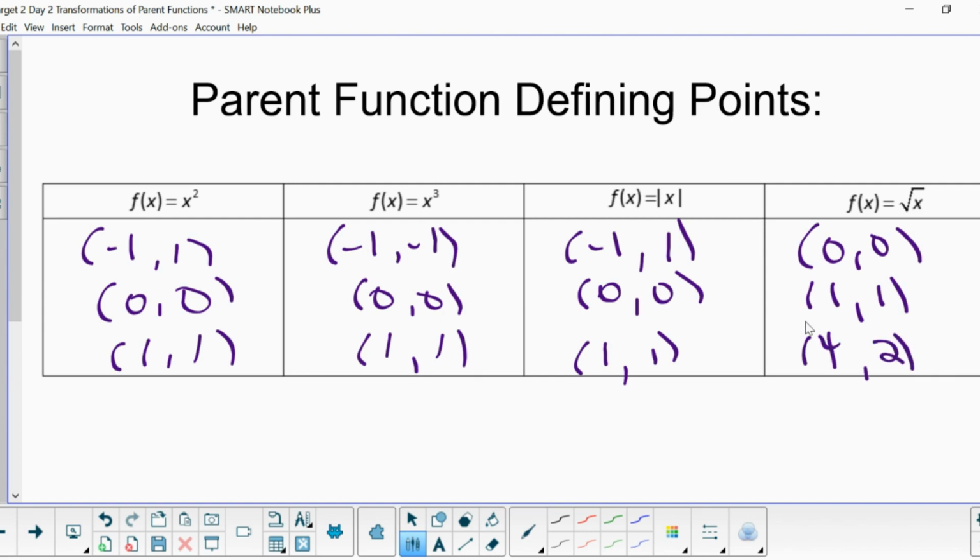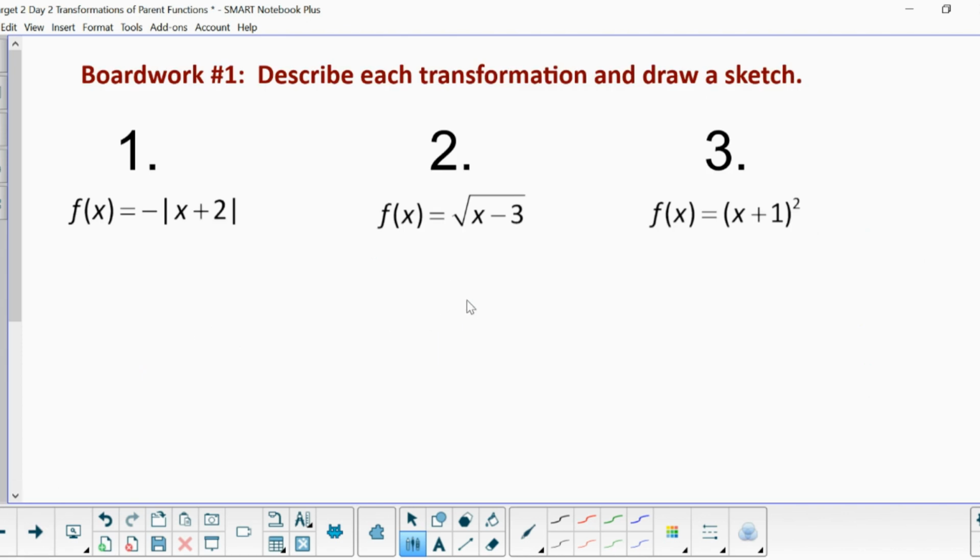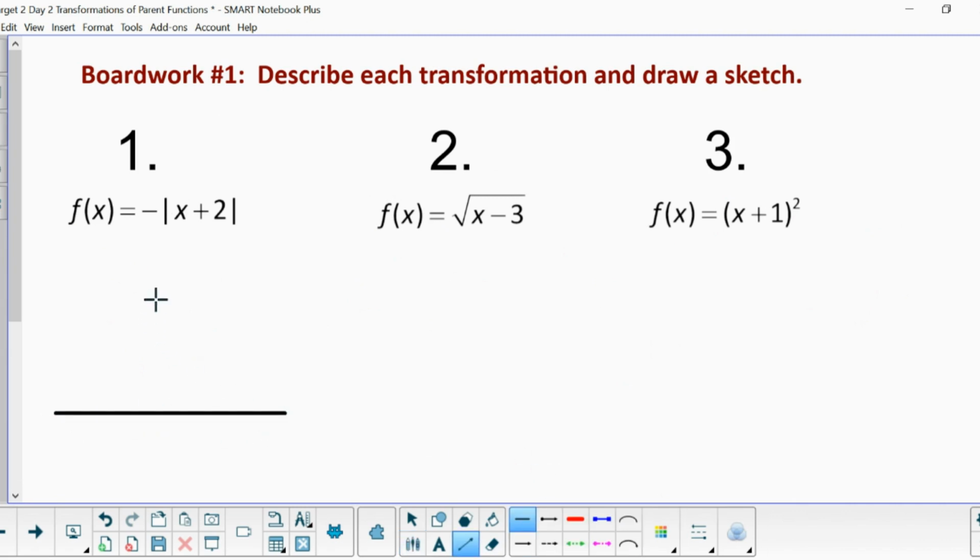And again, you'll use these defining points to help you move or stretch or flip any one of these 4 main parent functions. Okay, so these were going to be board work, but since I'm not here, we're just going to do them by hand here. So let me go ahead and do a quick little grid. Your paper should have grids there for you already.